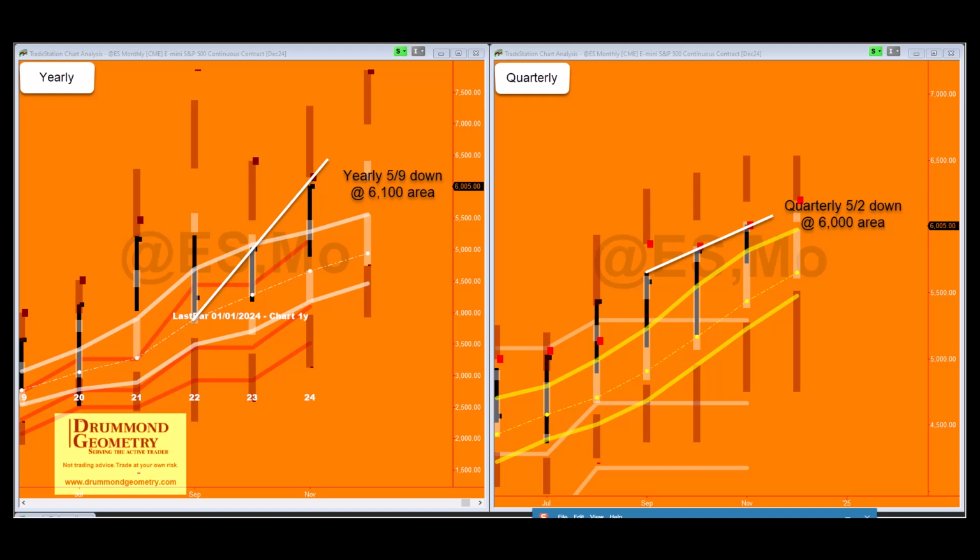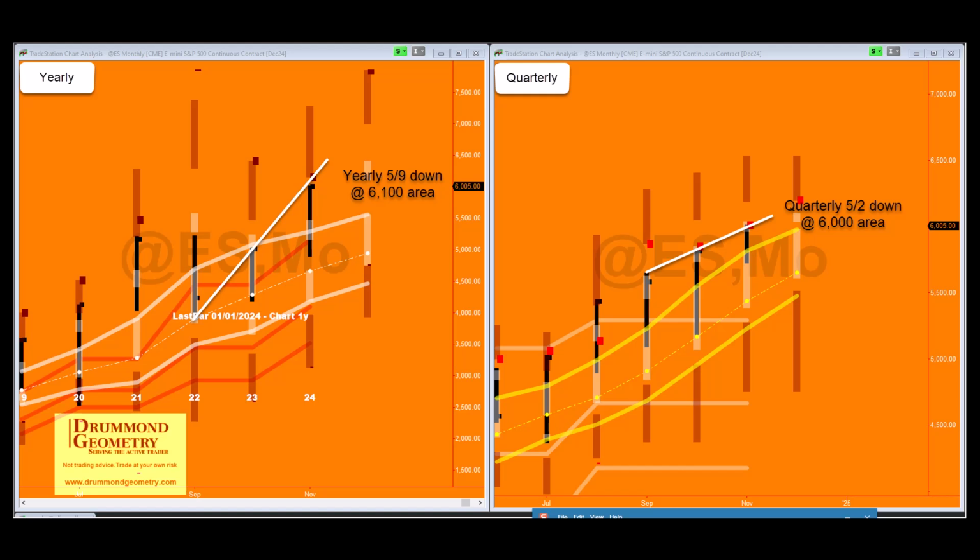On the right is the quarterly chart. From 2 quarters ago, the top of that bar across the last quarter's top of that bar projected onto this bar, that's called a 5-2 down. The 5-2 down price level is around 6,000, plus or minus a couple. It's also in those white bars, which are called the nearby resistance areas.